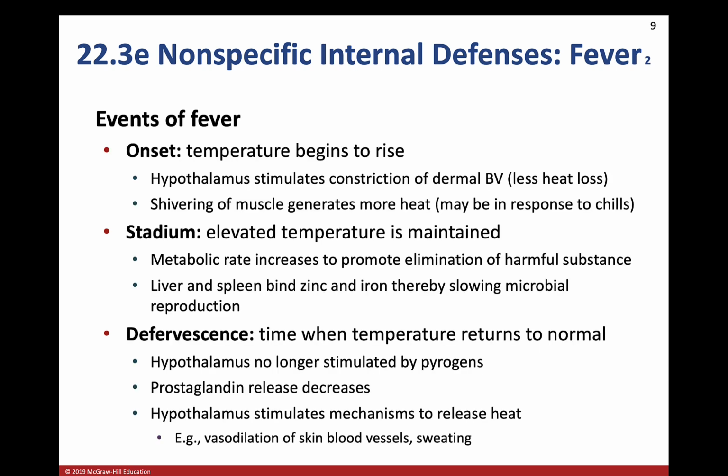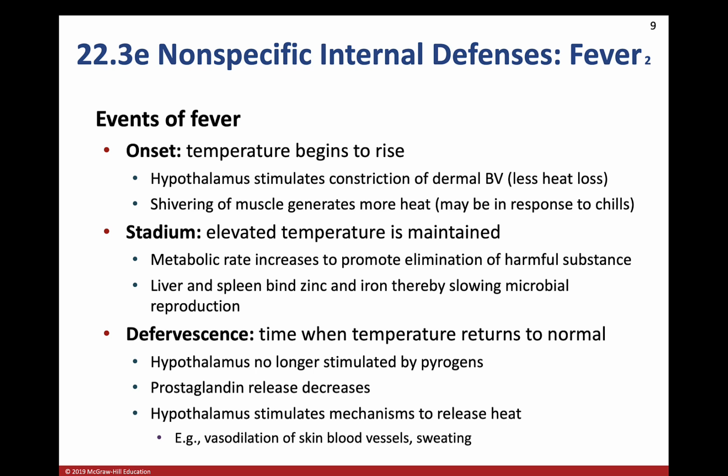Onset is when the body temperature actually begins to rise. And what the hypothalamus is doing in this situation, it is stimulating the constriction of blood vessels within the skin. Remember, this is a major mechanism in how we release heat to the external environment and maintain normal body temperature. So now we're not going to be able to do this because these blood vessels are constricted.